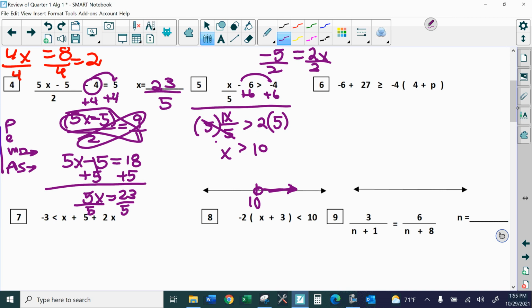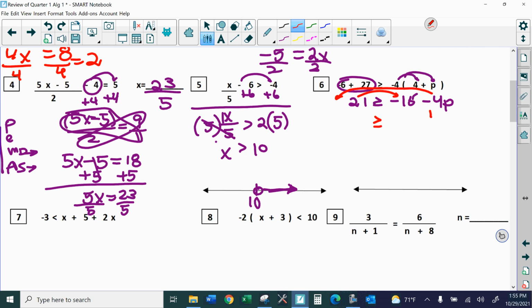Number 6, I can combine these like terms and get 21. Distributive property here, and I get negative 16 minus 4p. Now I ask myself, what side should I bring the variables to? Remember, I want the variable always to be positive. Is the coefficient of p positive? No, it's not. So I'm going to move it across, which means the constant is going back the other way.